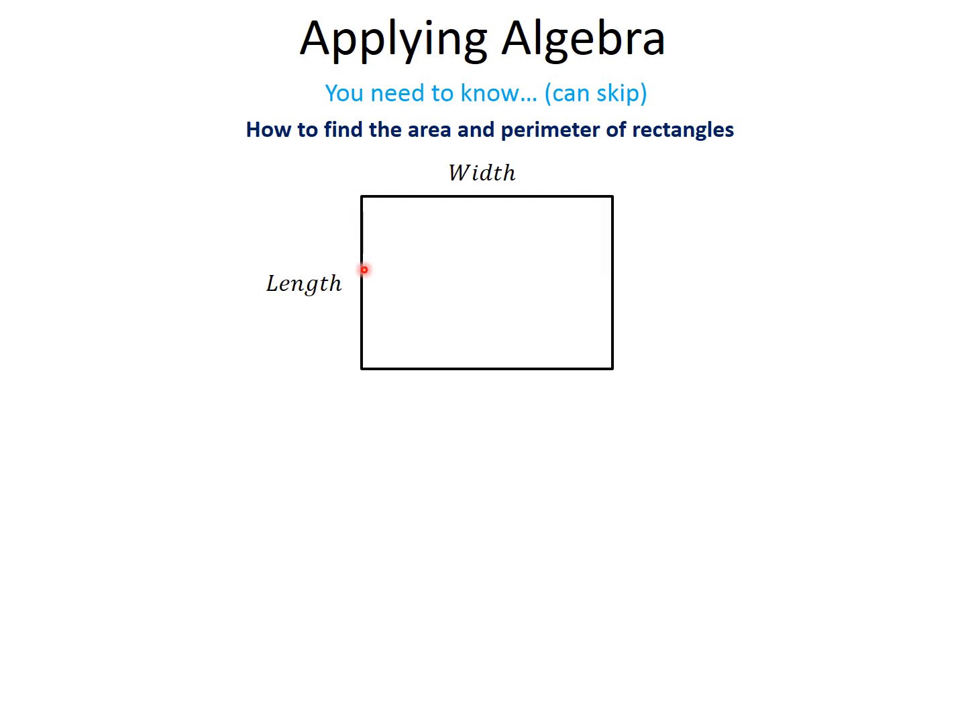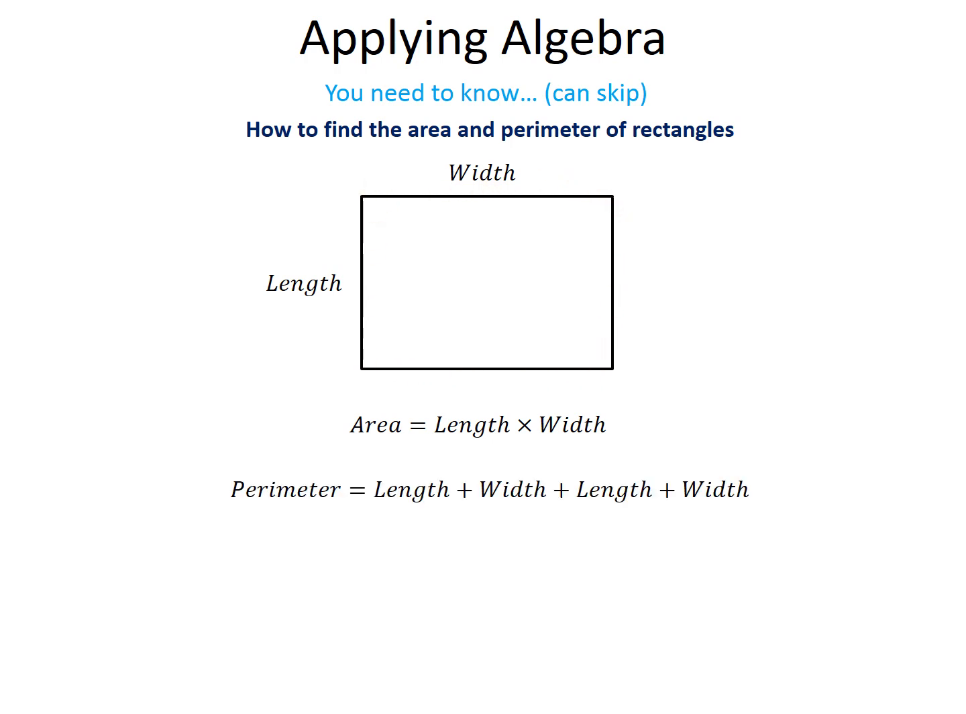If we've got a rectangle that's got a length and a width, and they could be the other way around, it doesn't matter for a rectangle. The area is just the length times the width. So whatever this length is here times whatever that width is there gets you the area. And for the perimeter, that is all the way around the outside. So I'll be doing length plus width plus length plus width. Remember, of course, this side is exactly the same as that side, and this side's exactly the same as that side.